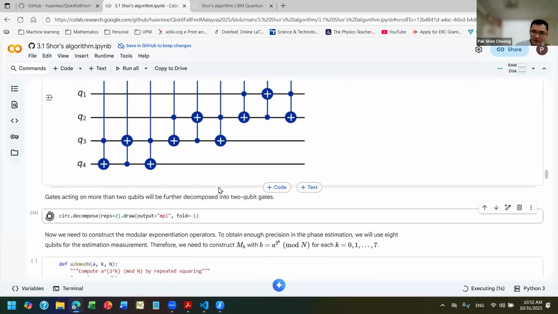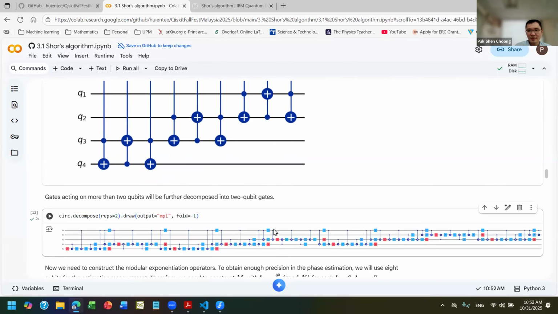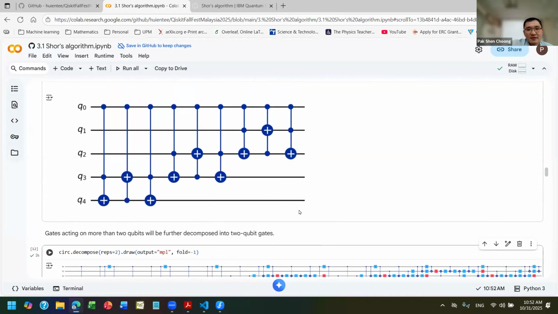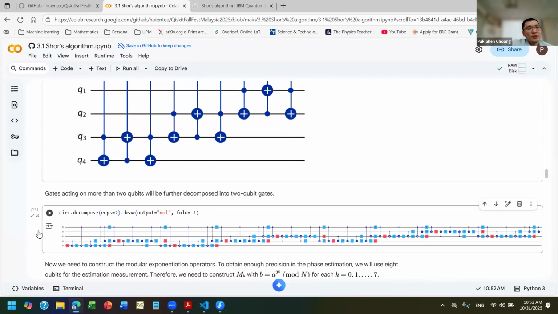When you do that, you should be able to see something like this. So this is what it would be operated when you have this. From 3 qubit gates, you decompose into 2 qubit gates, it becomes this long.